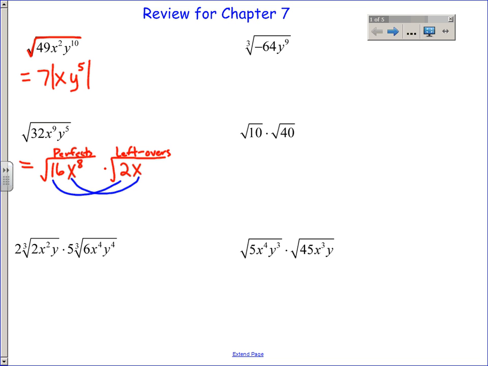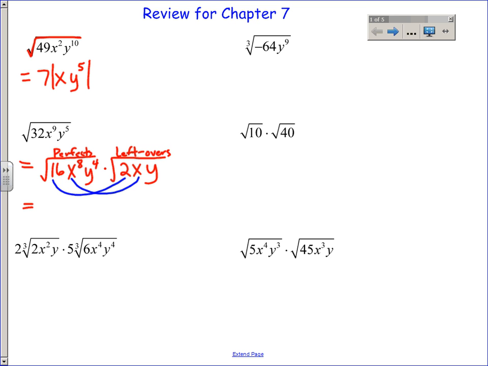And then the same thing was true about 16 times 2 being your 32. We're just splitting it. Y to the 5th, we do the same thing. We look for the even that is closest to 5. So that would be y to the 4th. And that would again leave us a leftover of a y. Now the reason we separated it is all the first parts can come out from under the radical. They're all perfect. We can actually square root them.